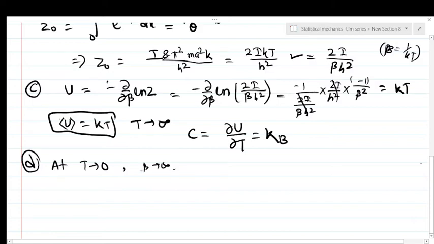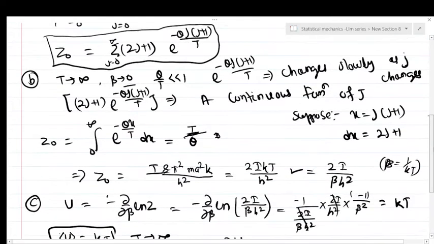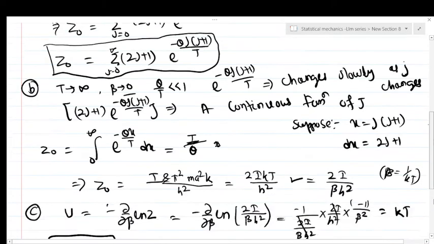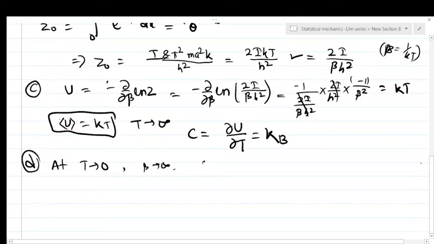Okay, at low temperature, what will be the thing? Our partition function is the sum of (2j plus 1) e to the power minus theta j(j plus 1) by T. Keep in mind that theta by T will be much greater than 1, that means the temperature is much less than theta. So our exponential e to the power minus theta j(j plus 1) by T, we can expand it.